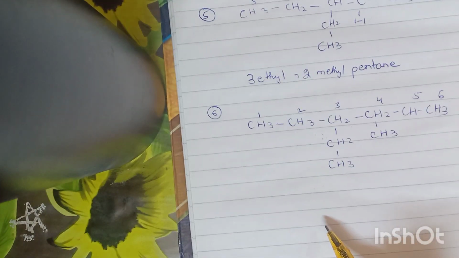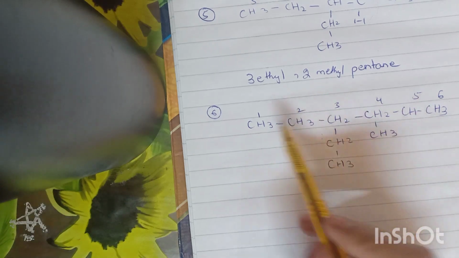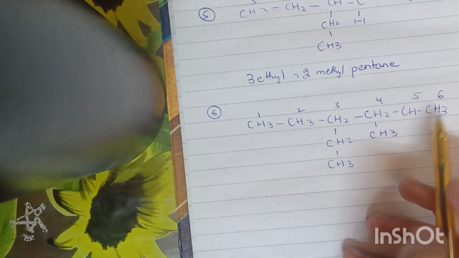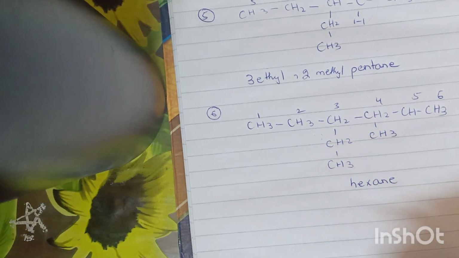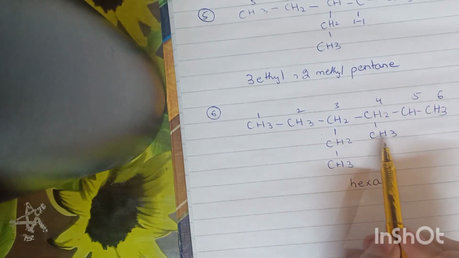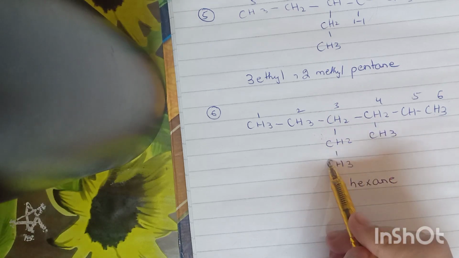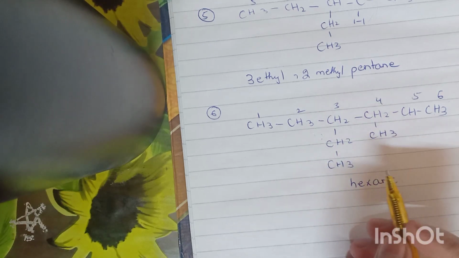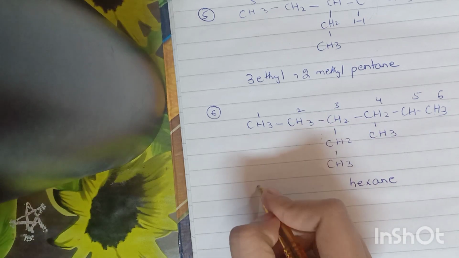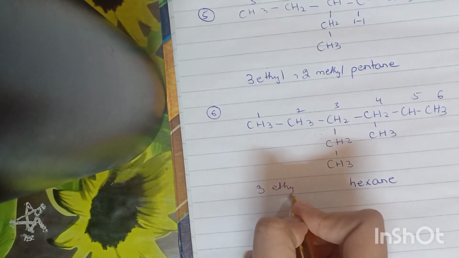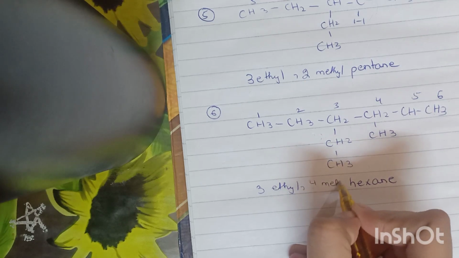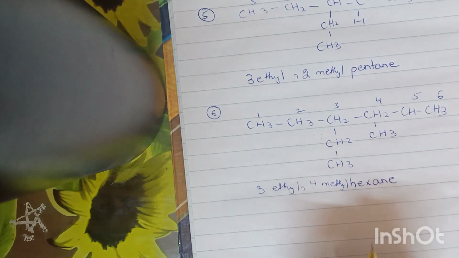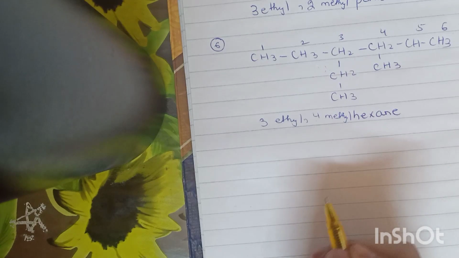So let's now name them. There are 6 carbons: meth, eth, prop, but, pent, hex, HEX, and we know single bonds, so ANE, right? So now what is this? This is methyl and this is ethyl. So what comes first, E or M? E, right? So it will be 3-ethyl, and the methyl is on the 4th carbon: 4-methyl, hexane, right? I hope it's clear to you.